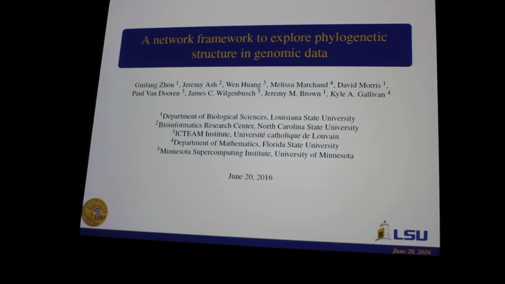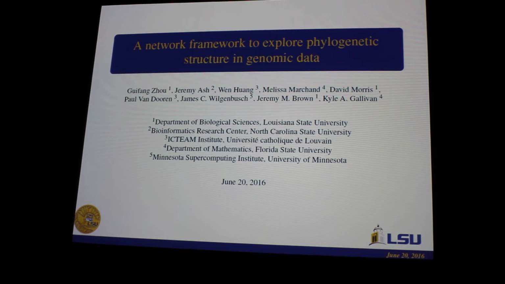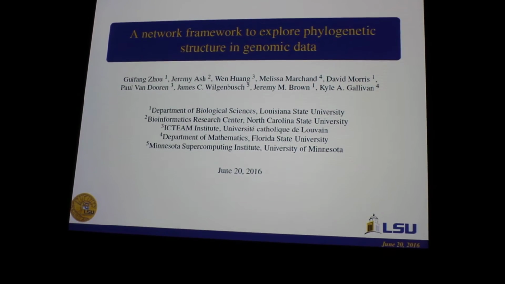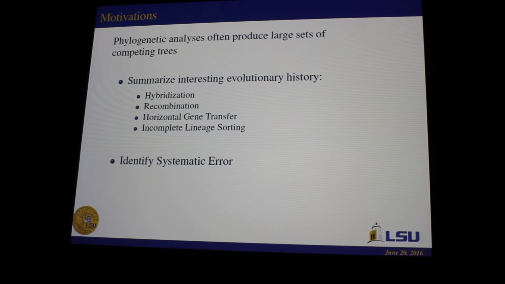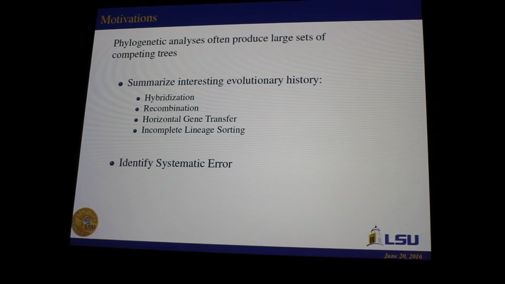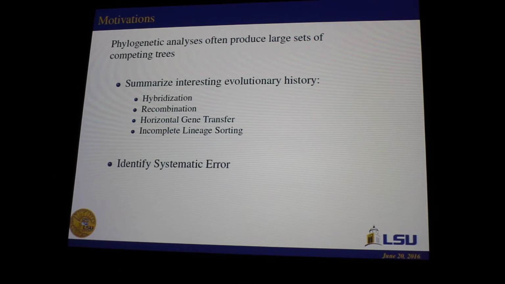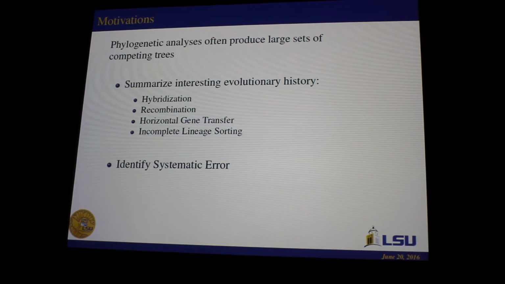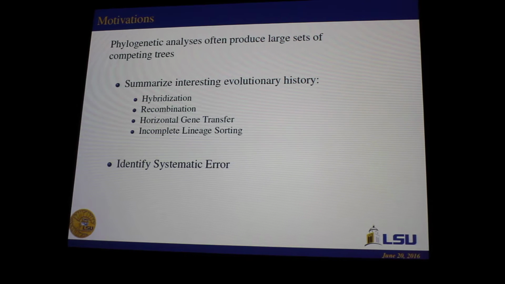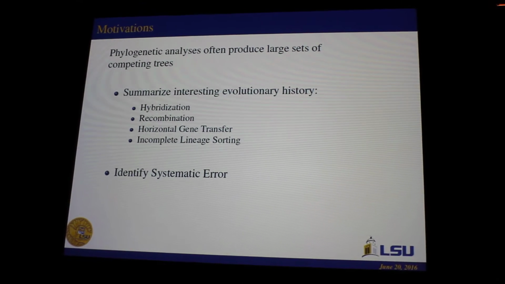Hi all, today I'm talking about a network framework to explore phylogenetic structure in genomic data. Phylogenetic analysis often produces a large data set of competing trees. Usually it is not useful to report the whole set directly. So we need to summarize some interesting information from the large data set, such as hybridization, etc.